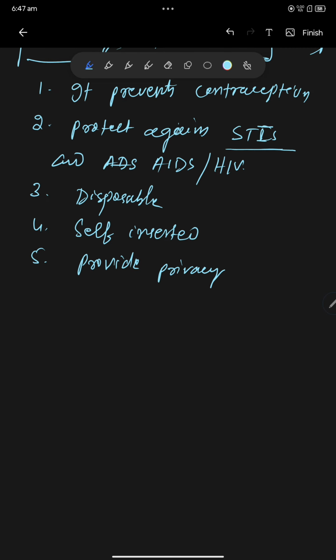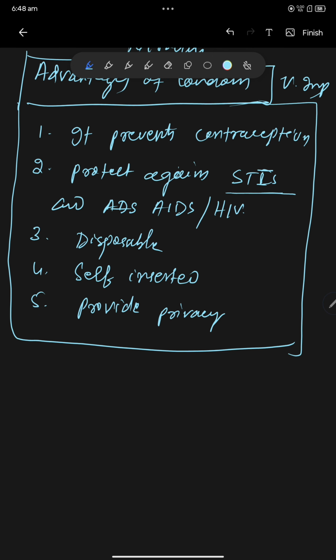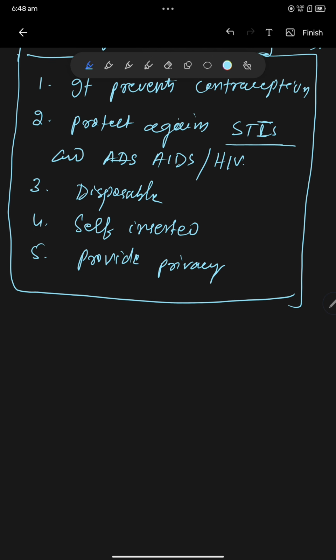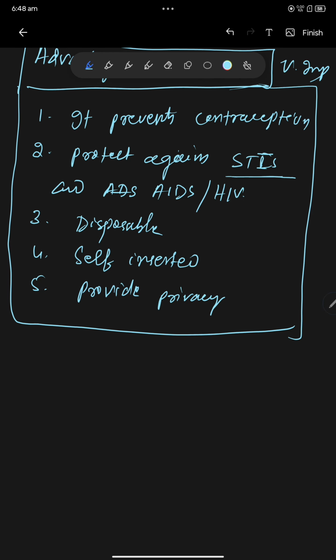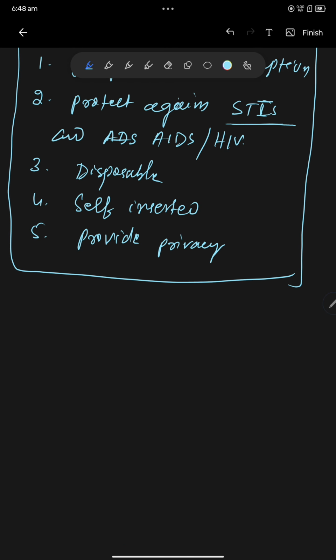Okay, so this is very, very important, children, because this method, particularly the use of condom, has so many advantages. Okay, now come to the second type.